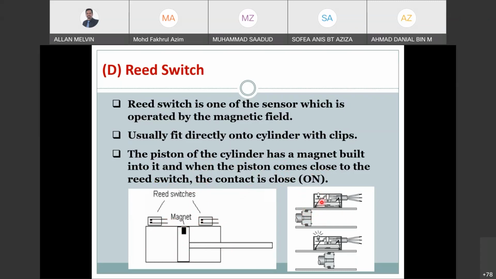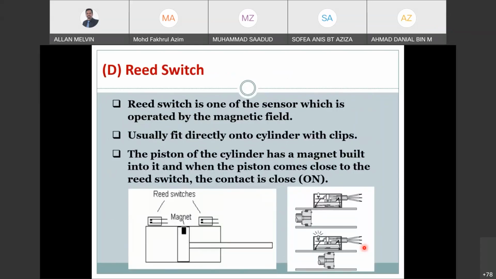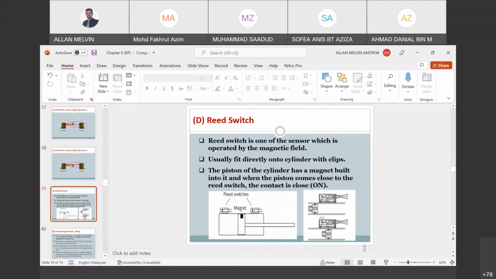So this is out of the position. So dia ada reed switch dekat sini. So if your piston is out of your range, lampu tak menyala. But if the piston is within the range, lampu bernyala. Okay, so switching based on magnetic field. Okay, so boleh faham? Ada soalan? Any question so far? Yes.